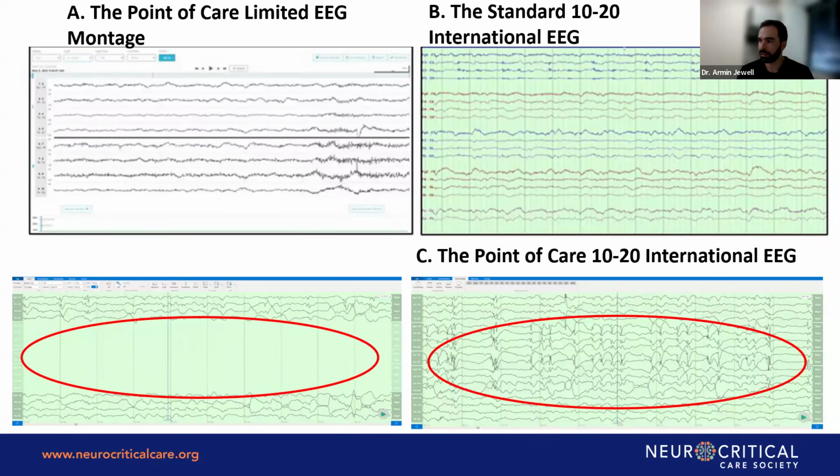Some of the worry was that we might be missing some information, so they chose to do the temporal leads to ensure getting the most informative data. In the bottom left, there are these missing electrodes that aren't available with the point of care limited EEG. And then this point of care full EEG montage does include the parasagittal chains and covers the whole surface of the skull, so it has those electrodes within it in the point of care technology.